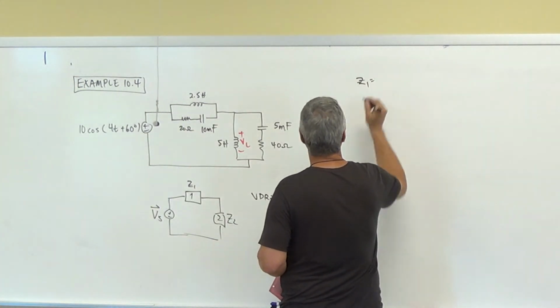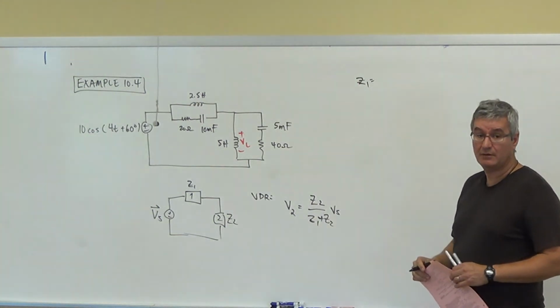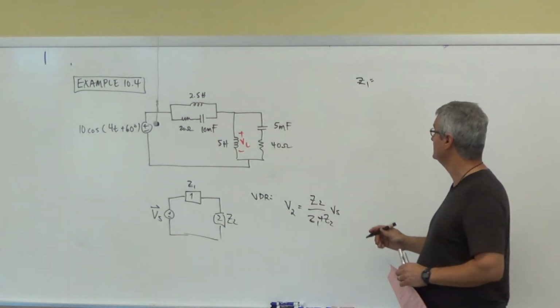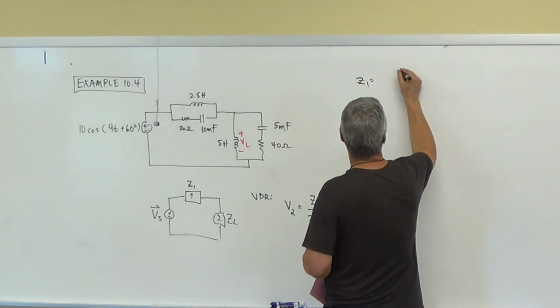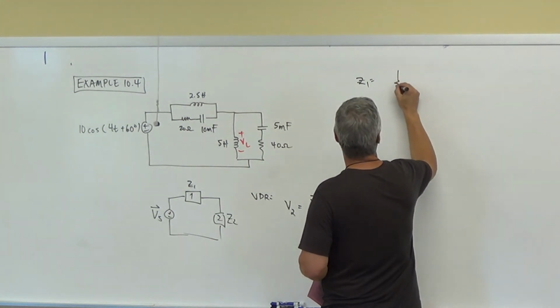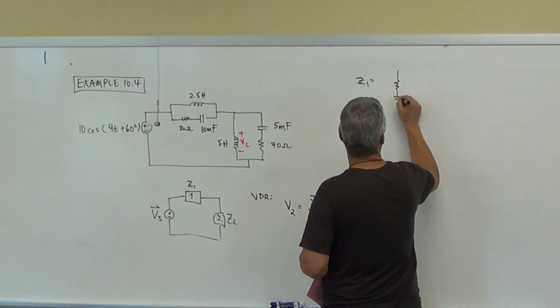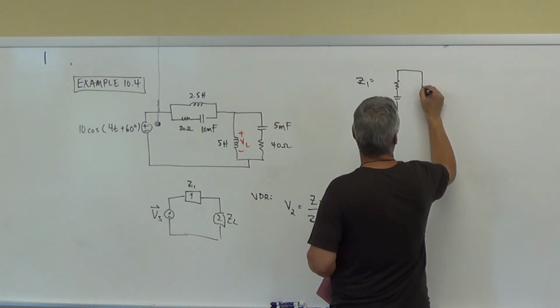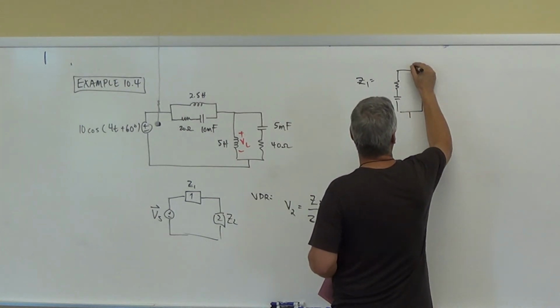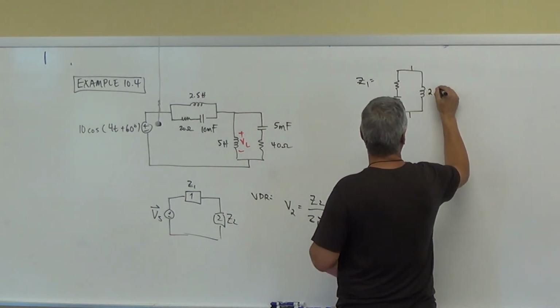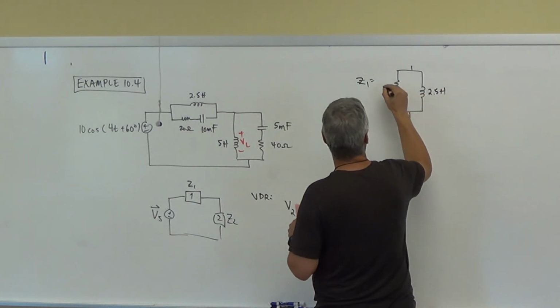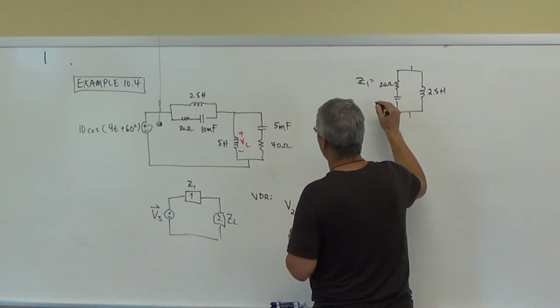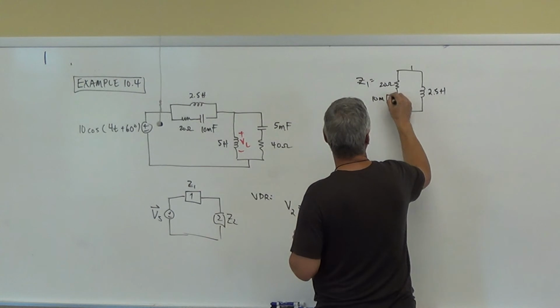Let's go calculate C1. So if I look at C1, what do I have here? I have this guy. Right? So I get, is it 2.5 Henry? I think that's what I have. 20, and then this is 10 millifarads.